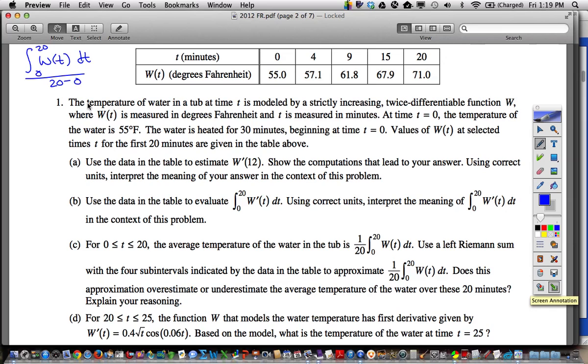Use a left Riemann sum to approximate that. Now, the Riemann sum is really only approximating the top, right? The 20 is just down there. The Riemann sum is approximating the integral. Okay? So we want to do a left Riemann sum. Now again, who cares that it's a table, but we can do a Riemann sum. We're going from 0 to 20, and we want to do 4 left rectangles.